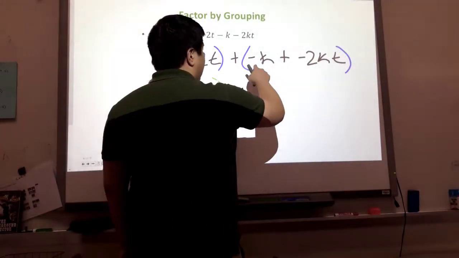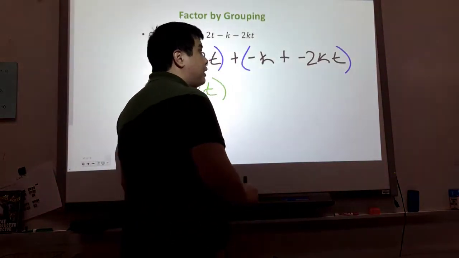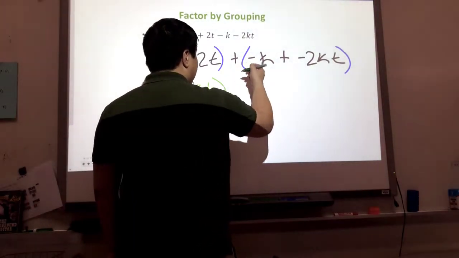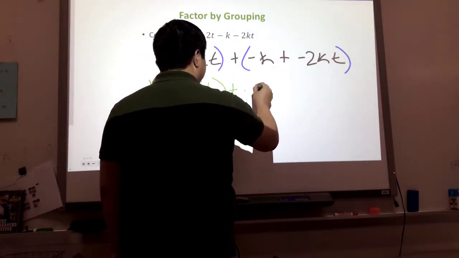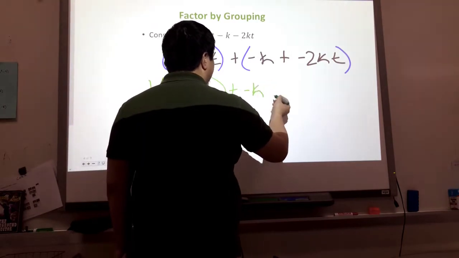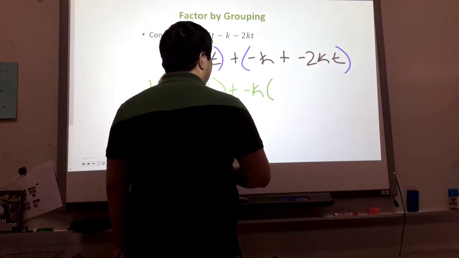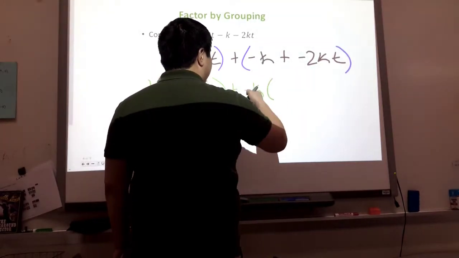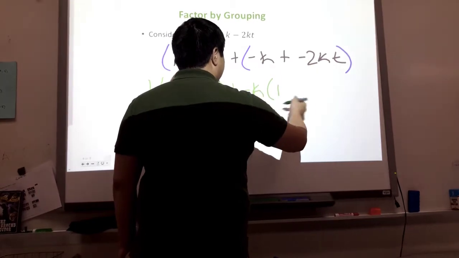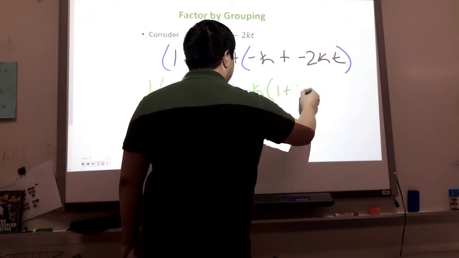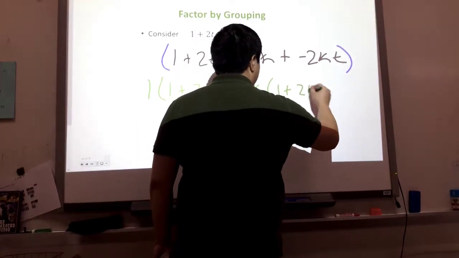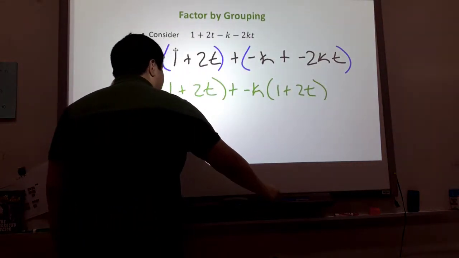Over here, we can take out a negative 1. A negative 1k, in fact. So when we take out a negative 1k, which is just simply negative k, or negative 1k, however you want to write it, what we get is negative k divided by negative k is 1. Negative 2 divided by negative 1 is plus 2. And the k divided by the k gets crossed out. We get ourselves the binomial that we were looking for.